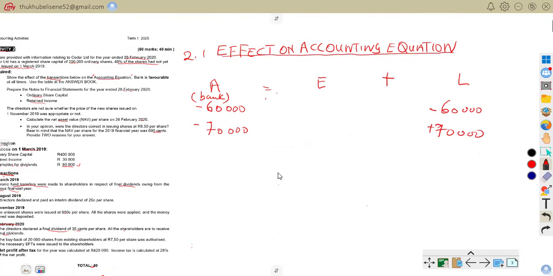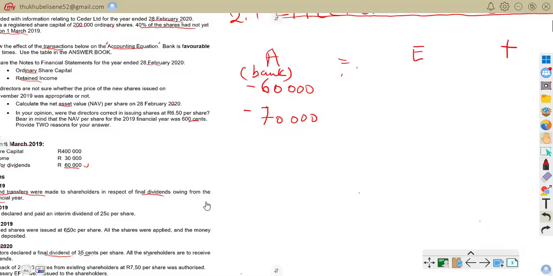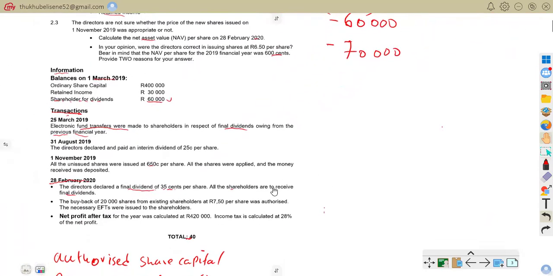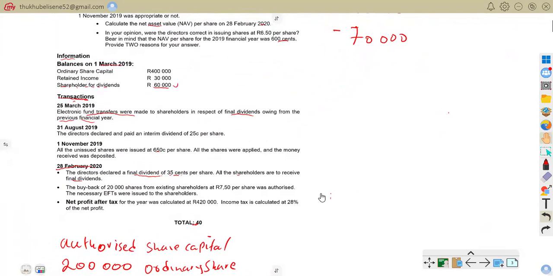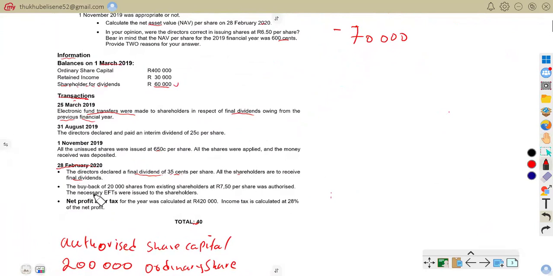So let us move on, good people. Still on 28 February 2020, we are still on that transaction. As it says, the buyback of 20,000 shares from existing shareholders at 7.50 Rand per share was authorized. The necessary documents were issued to the shareholders.